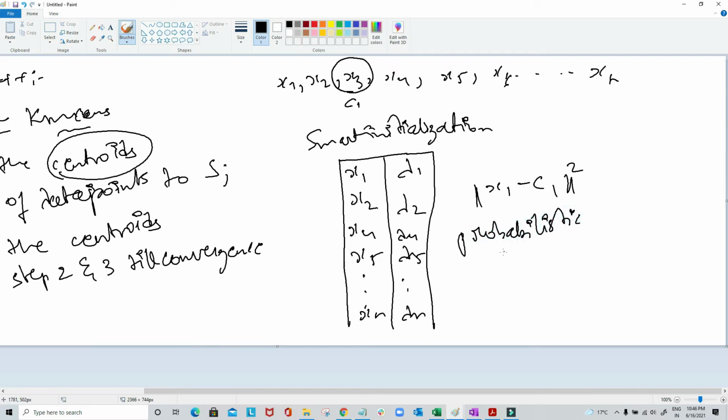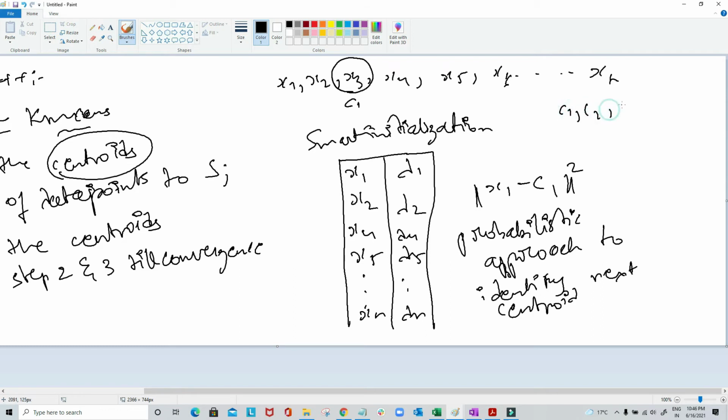Probabilistic approach to identify the next centroid. Say if you want to identify three clusters, then the process of identifying C1, C2, C3 is, first, initially C1 is picked randomly, in this case X3. So for the other data points, it finds their respective distances with the centroid C1, and it creates a distribution for each data point.